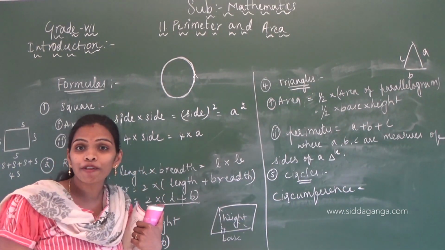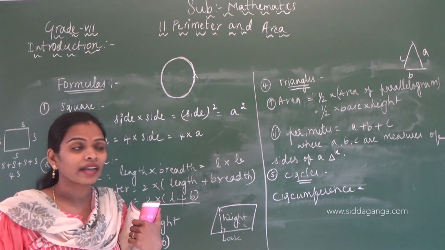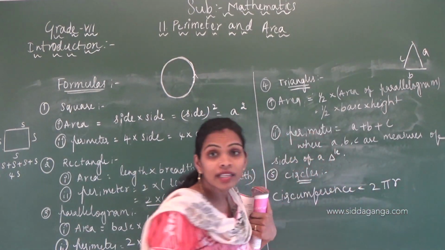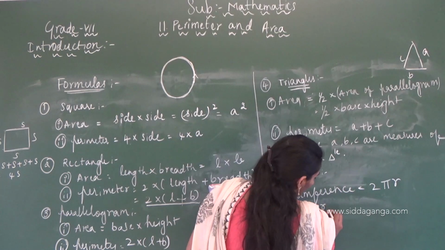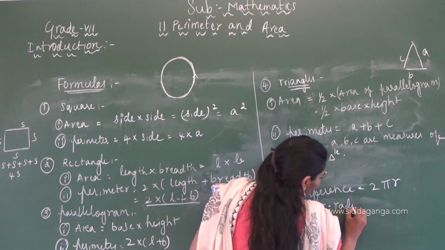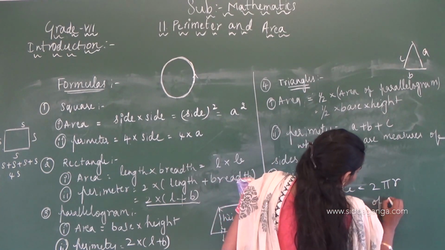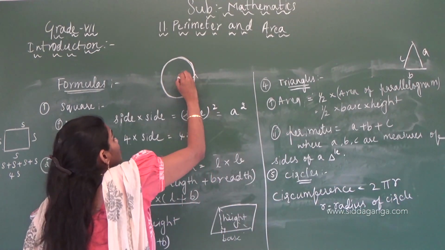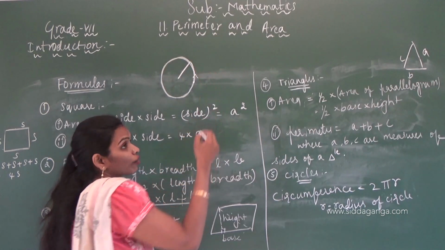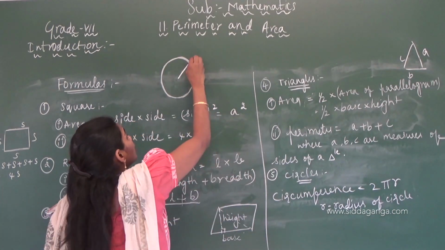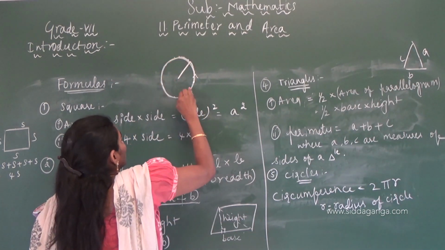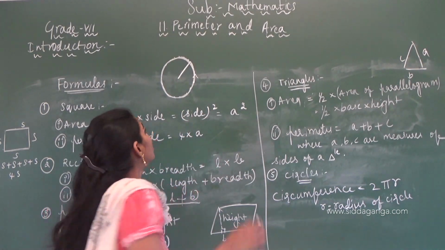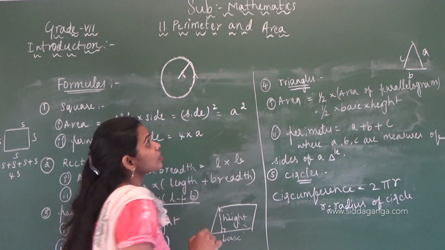What is the formula to find the circumference of a circle? It is 2 pi r. What is r? R is the radius of a circle. The fixed distance from the center of the circle to the points on the circle, in the plane, is known as the radius.